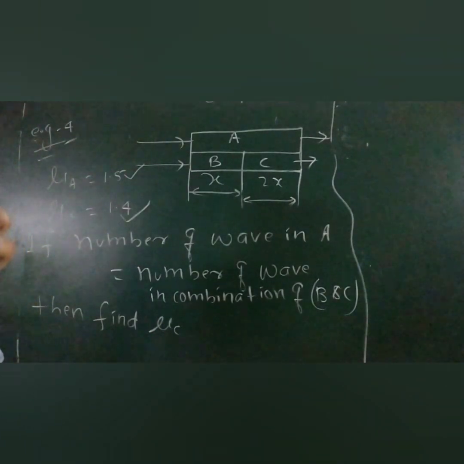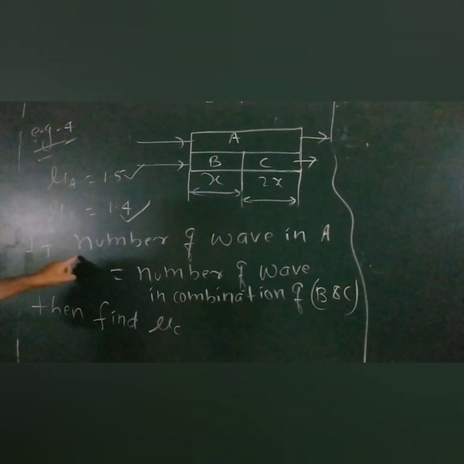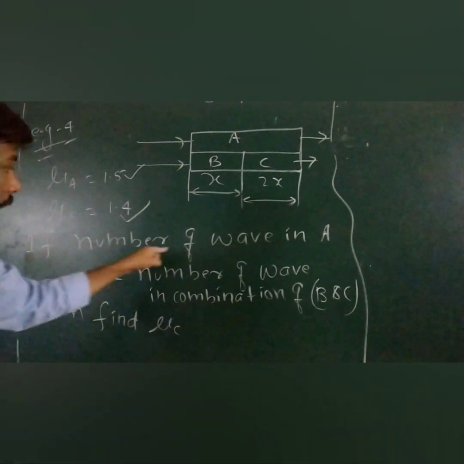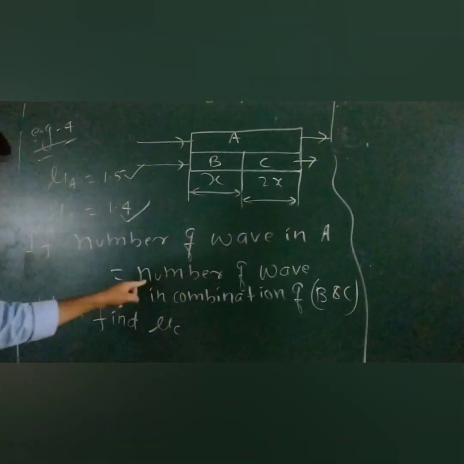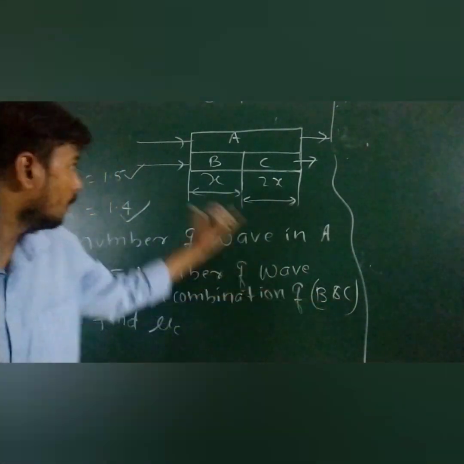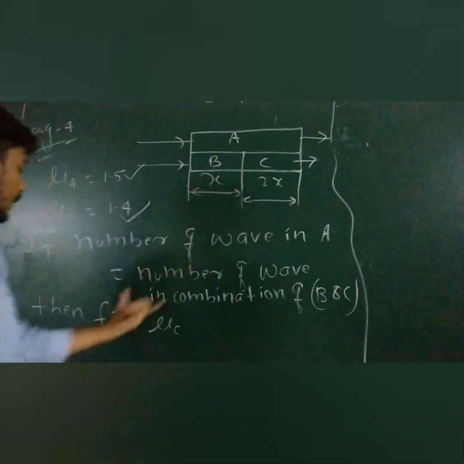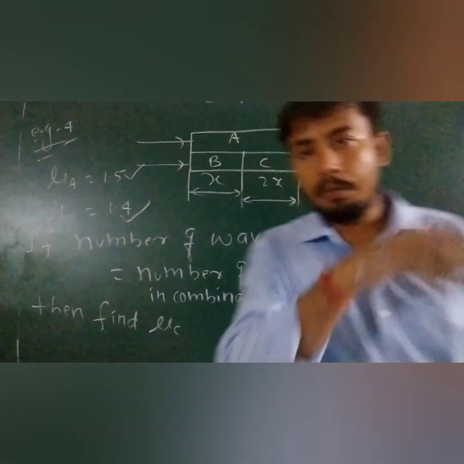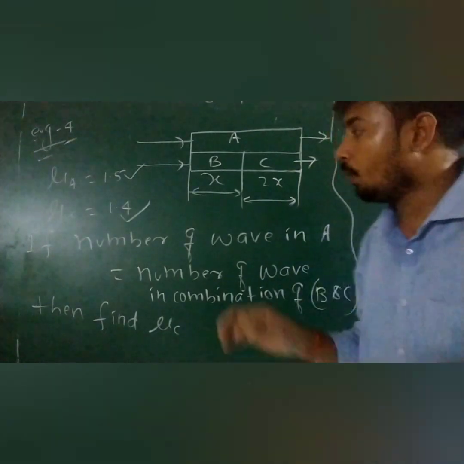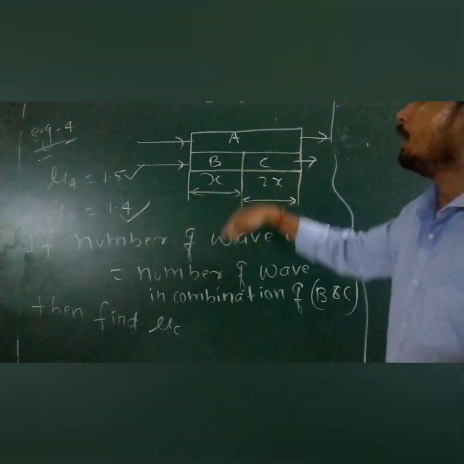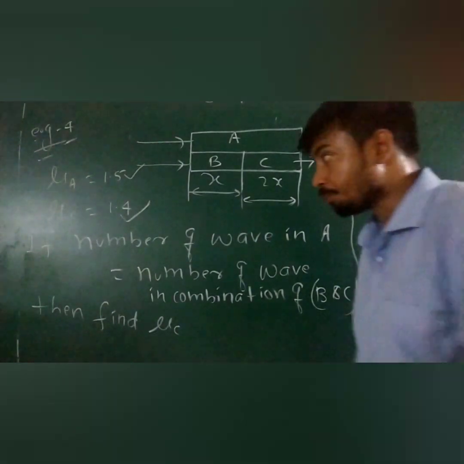What is the question? Basically, this is a very good question. If the number of waves in A is equal to the number of waves in B and C, then what is mu C? It means if the number of waves in A is equal to the number of waves in B and C, then find the refractive index of C.